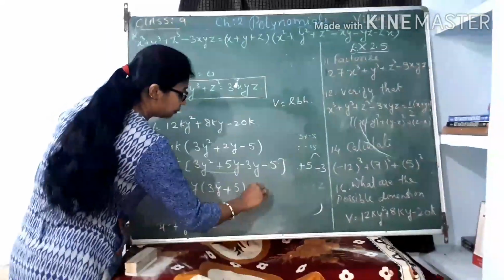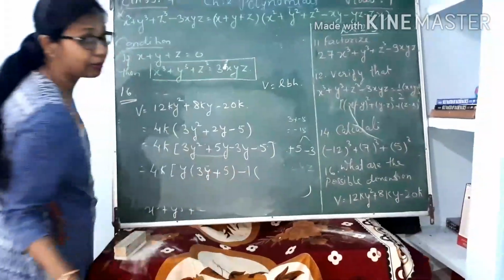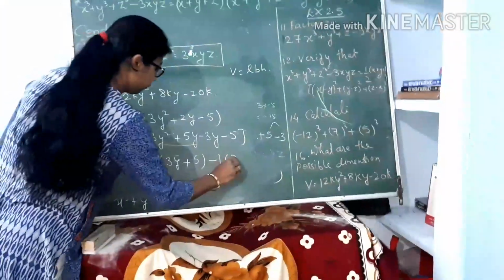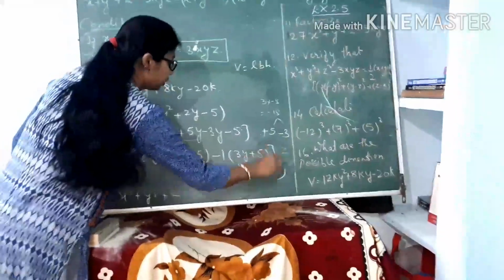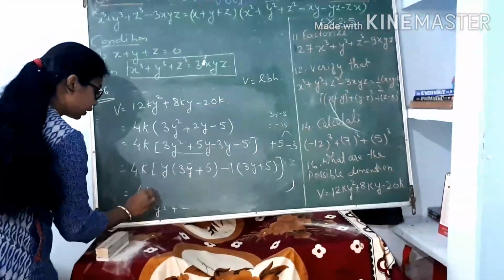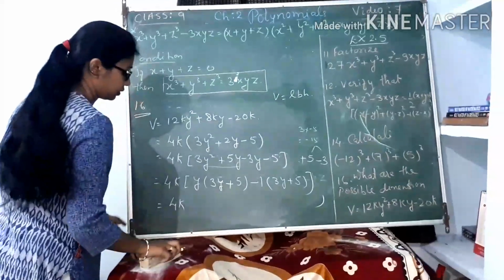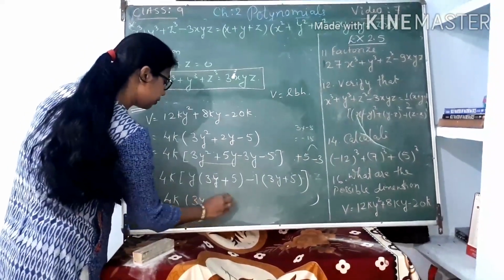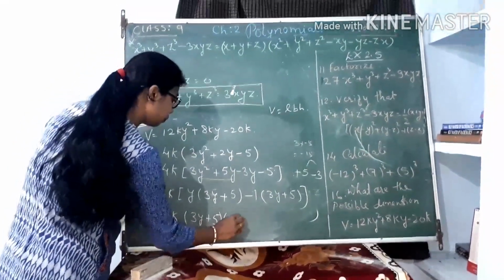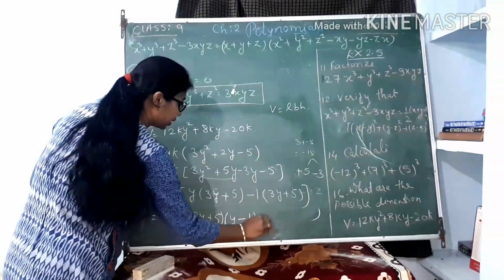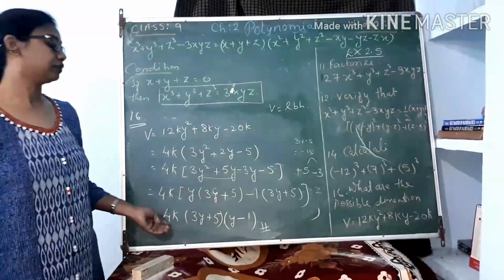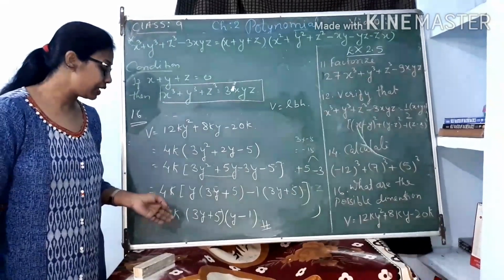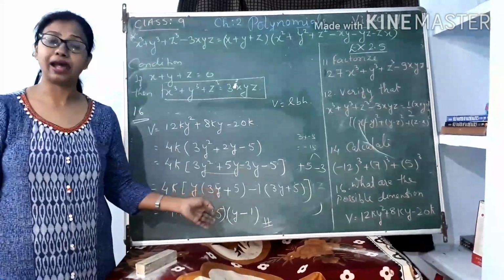What is common in the rest? Nothing, means 1. 1 is a common factor of every number. 3y plus 5. So this gives you 4k times 3y plus 5 and y minus 1. So respectively, these are the length, breadth and height.